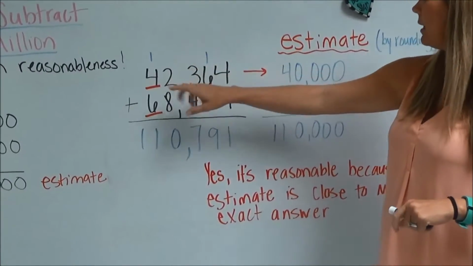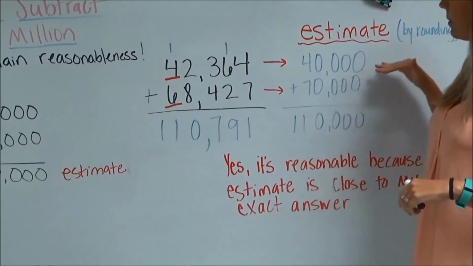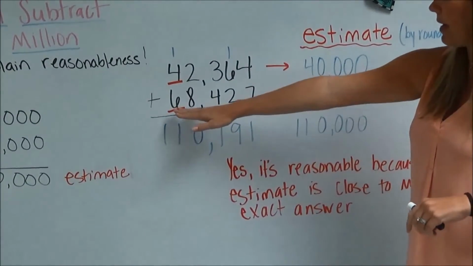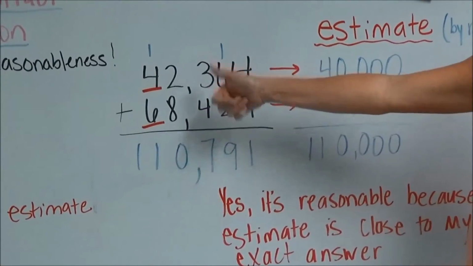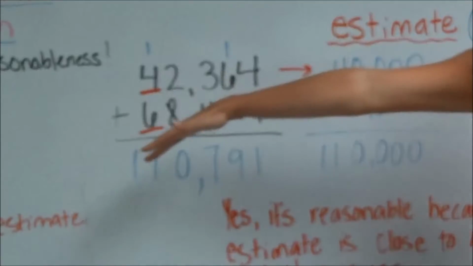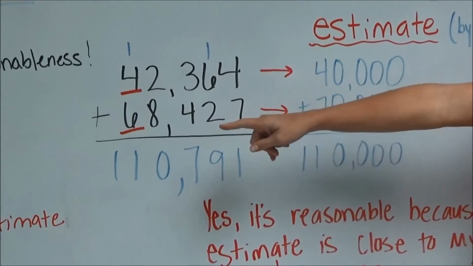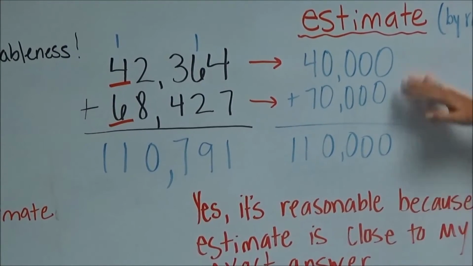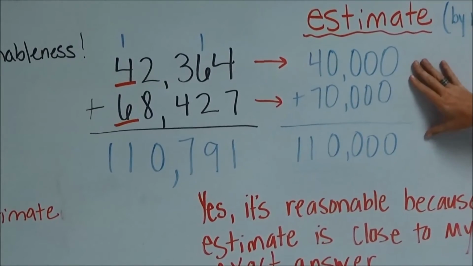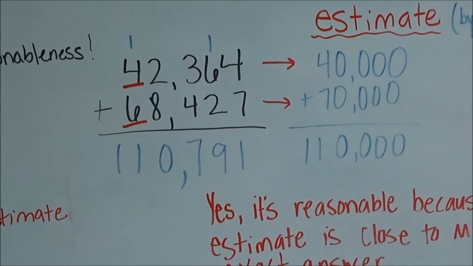So we look at the 2, and that tells us that we keep it the same, and we round it to 40,000. Here we have 68,000, and we're going to round that up to 70,000 because the 8 tells us to round up, or 68,000 is closer to 70,000 than it is to 60,000. So then I add my numbers, and I have 110,000. So that's my estimate. I'm going to estimate that the answer is going to be around 110,000.